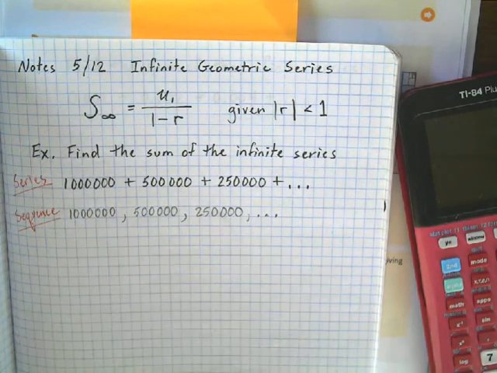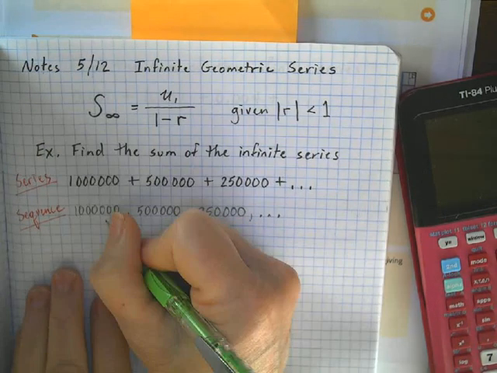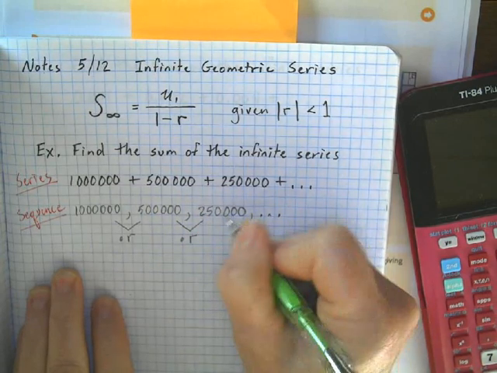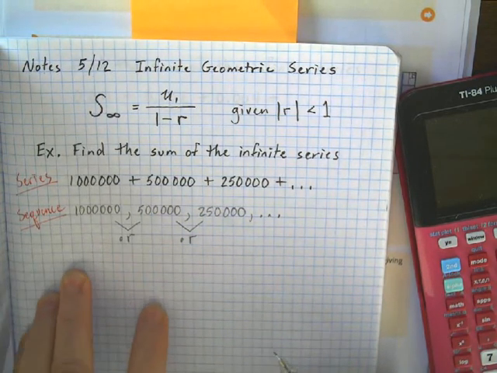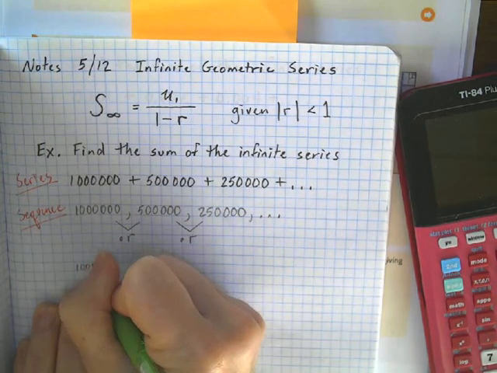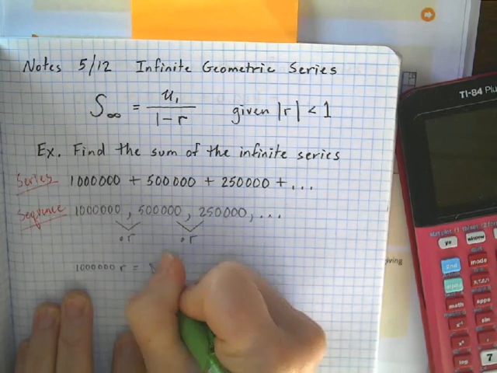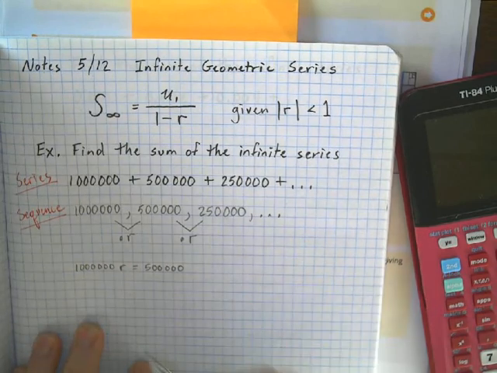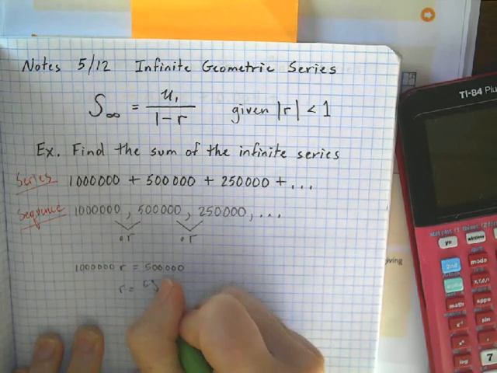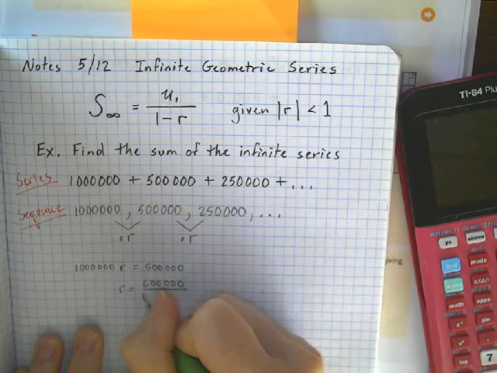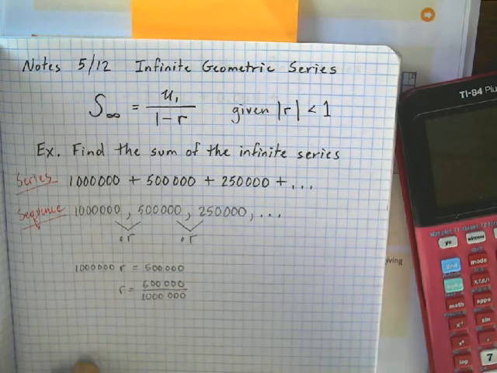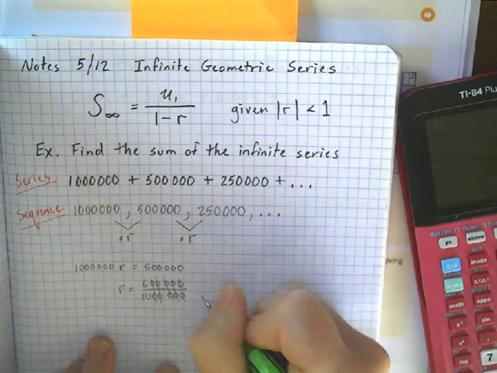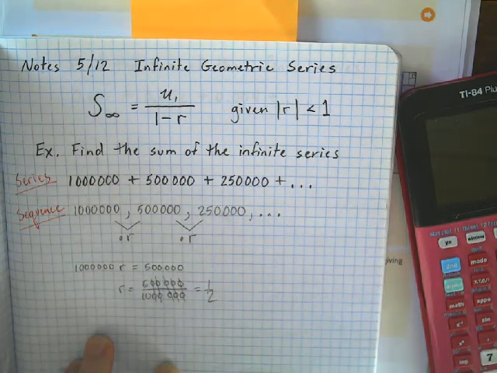So what is our r? We know that 1 million times r is going to be 500,000, and 500,000 times r is going to be 250,000. So we can solve for r: 1 million times r has to give me 500,000. To get r by itself, I'm going to divide both sides by 1,000,000. So r is equal to 500,000 divided by 1,000,000. I can divide these by 10 repeatedly, and I'm left with 5 over 10, which is 1/2. So my r is equal to 1/2.